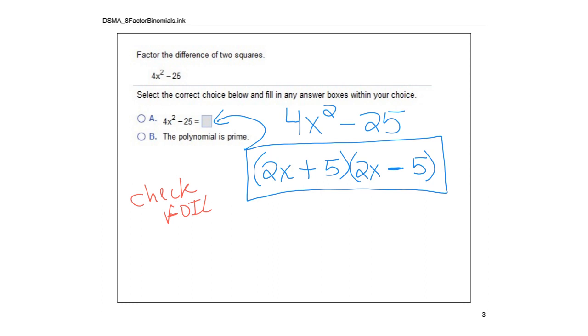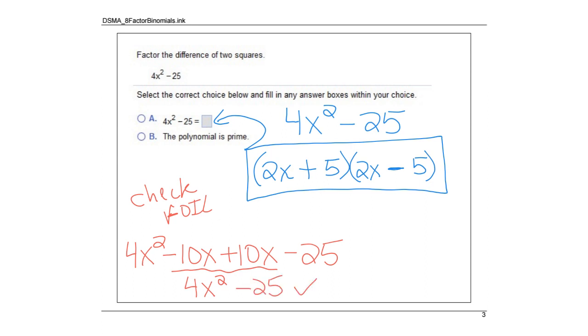All right, so 2x times 2x gives me 4x squared. 2x times negative 5 is negative 10x. Positive 5 times 2x is positive 10x. And then 5 times negative 5 gives me negative 25. All right, so these middle terms give me 0. Negative 10x plus 10x is 0. And so I get back to my 4x squared minus 25.